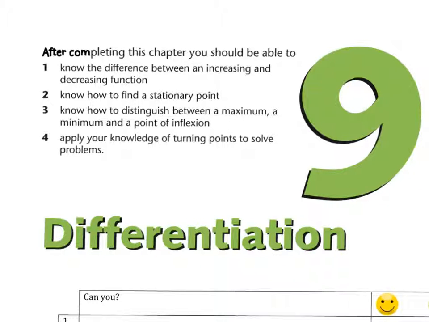This is C2, Core 2 and Chapter 9 on differentiation. So at the end of this booklet, we will be able to know the difference between an increasing and a decreasing function. Use differentiation to find a stationary point, and that's looking at the gradient of the tangent to a curve. Then be able to take those stationary points and see if they are a maximum, a minimum, or a point of inflection, and that's using the second derivative.